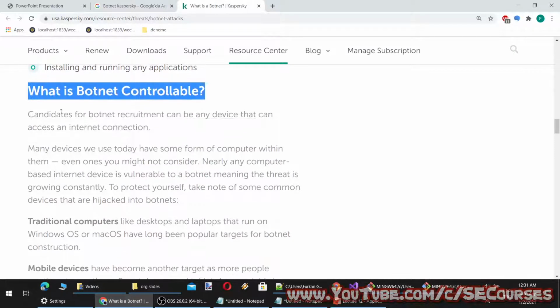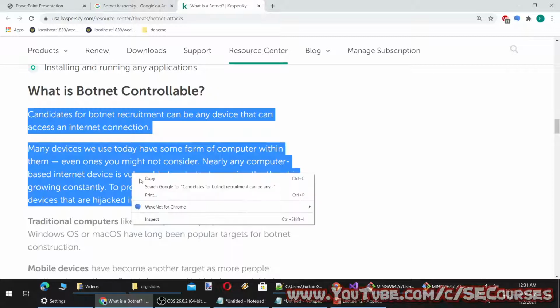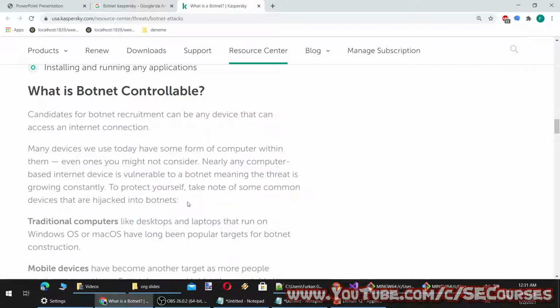What devices are botnet controllable? Candidates for botnet recruitment can be any device that can access an internet connection. Many devices we use today have some form of computer within them, even ones you might not consider. Nearly any computer-based internet device is vulnerable to a botnet, meaning the threat is growing constantly. To protect yourself, take note of some common devices that are hijacked into botnets.